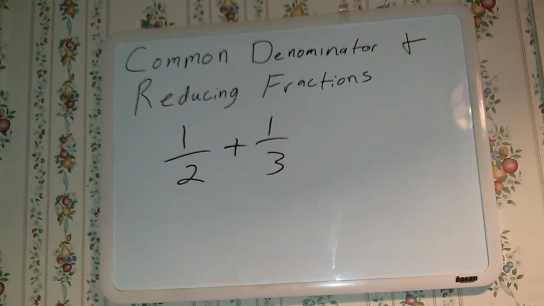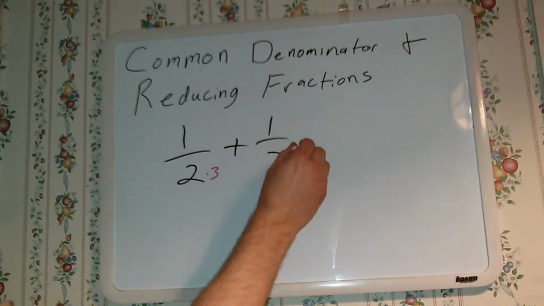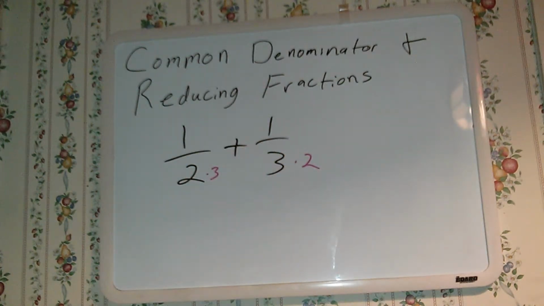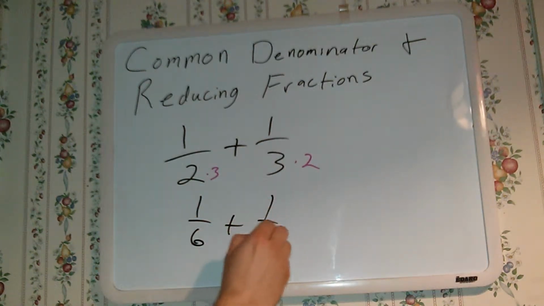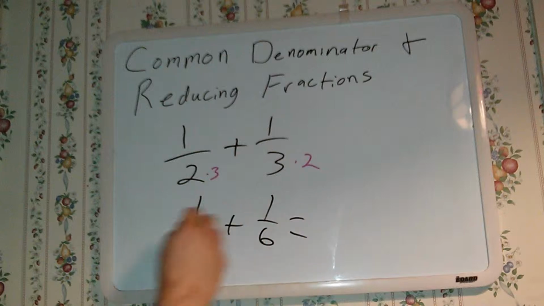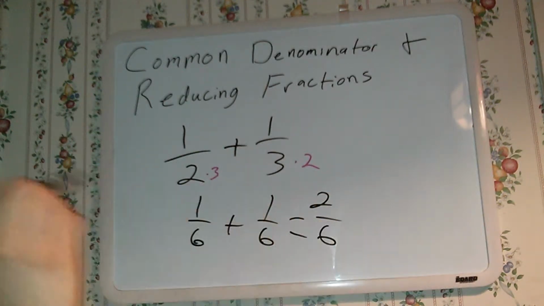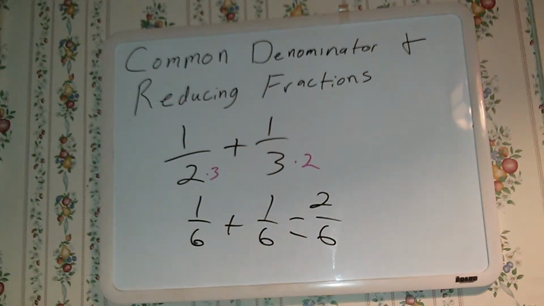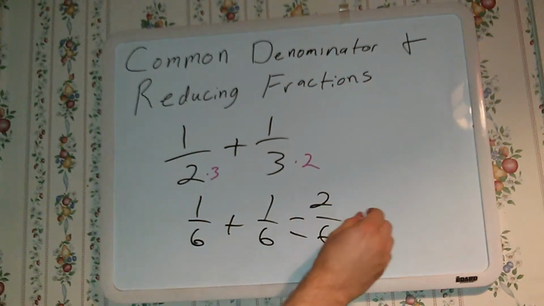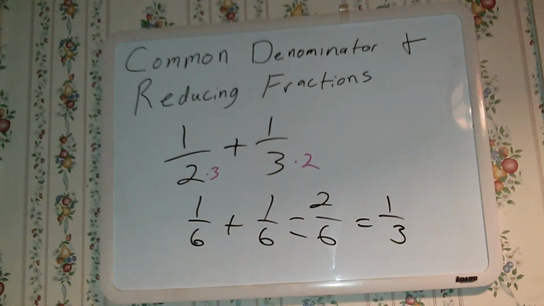Now, there are a couple ways of going about this. To find a common denominator, you can multiply the two together. What you can do is just say, well, 2 times 3 and 3 times 2, and you wind up with 1/6 plus 1/6. Then you can add as usual and get 2/6. Now, that is a reducible fraction because they share a common factor, and we'll talk a little bit later in the video about how we went down to 1/3.